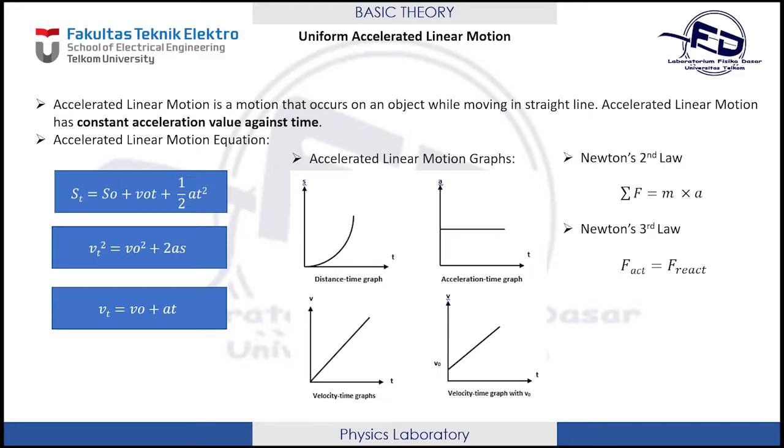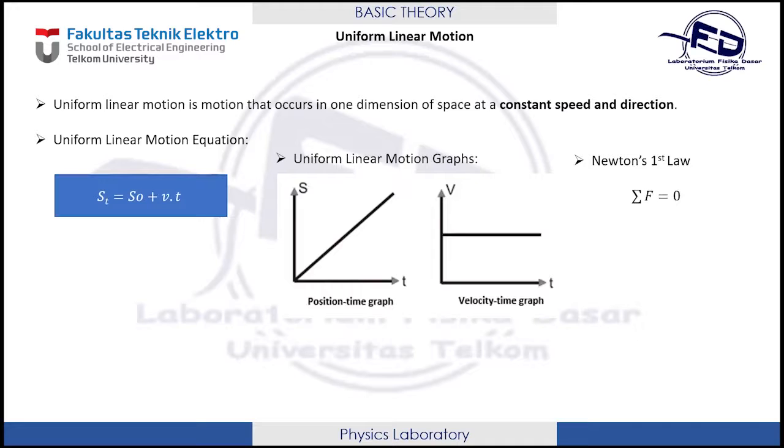In uniform accelerated linear motion, there are two applicable laws, namely Newton's second law that can be formulated with the equation sigma F equals m times a, and Newton's third law which states that F action equals F reaction but has the opposite direction.